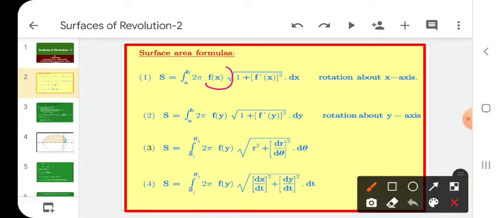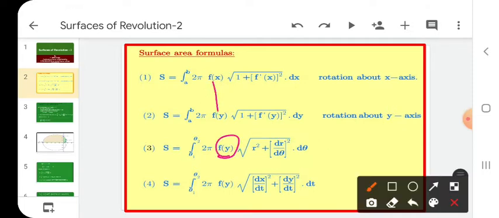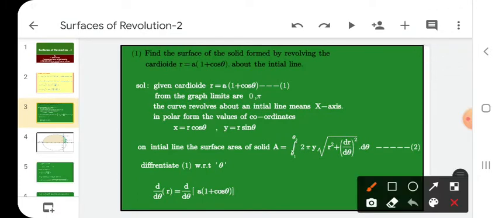See, here we write f of x value, and the given equation is in polar form. So what is the formula we write here? Here we write f of x and the remaining is the same. Is it clear? What is the problem here? The given curve is r equals a into 1 plus cos theta, that is polar form.